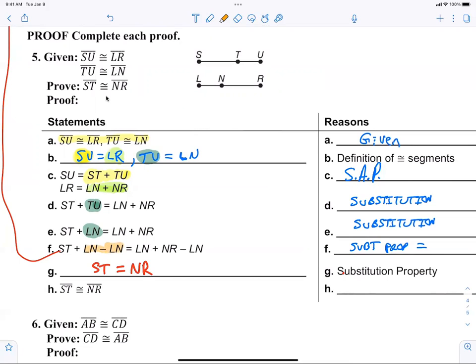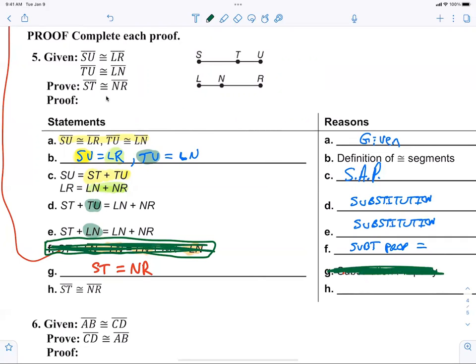LN minus LN is what? 0. So we're substituting in zeros for LN minus LN. But to me, that's just silliness. So I'm not doing that. I'm trying to give you the green light, guys. Do I really care about this step right here? No, that's out the window for me. I'm just going to put ST equals NR by the subtraction property of equality and be done. Does everybody hear me on that?